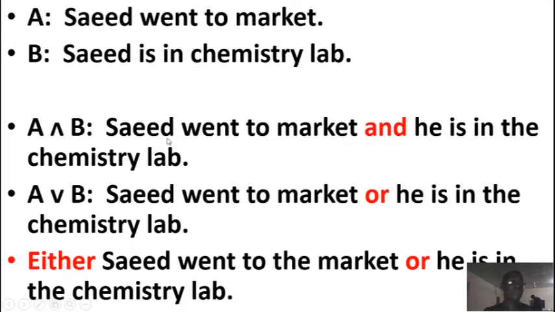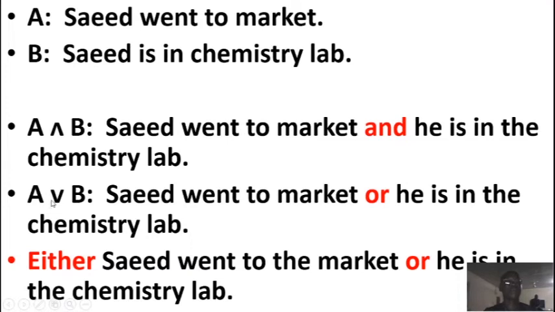See how this thing will be true. Said went to market and he is in the chemistry lab will only be true if the chemistry lab is in that market. But if the chemistry lab is in the school and the market is not close to the school, this statement will not be true. He cannot be in the market and still be in the chemistry lab where the lab is not in the market. You have to think.